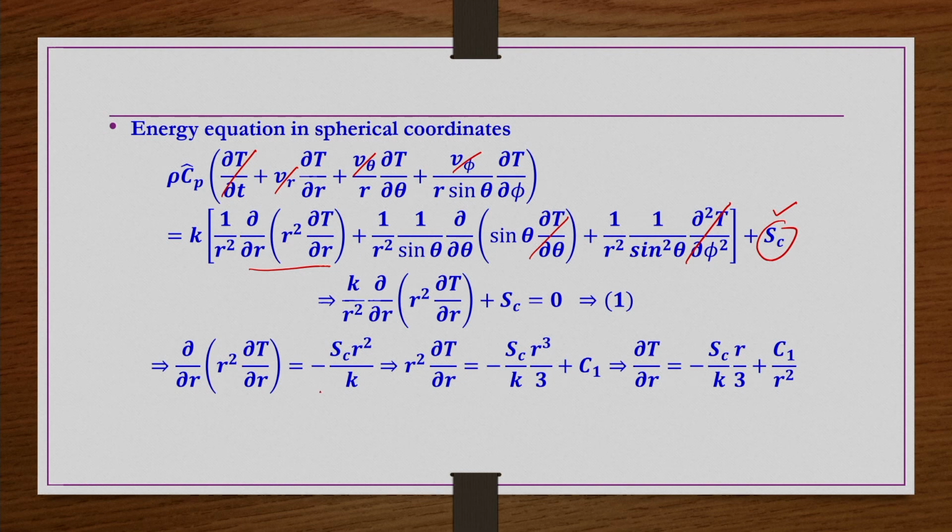Now, this equation we can rewrite as dou by dou R of R square dou T by dou R is equal to minus Sc R square by K. Now, when you integrate, R square dou T by dou R is equal to minus Sc by K R cube by 3 plus C1. Now, take that R square to the right hand side. So, dou T by dou R is equal to minus Sc by K R by 3 plus C1 by R square. Once again if you integrate, T is equal to minus Sc by K R square by 6 minus C1 by R plus C2.